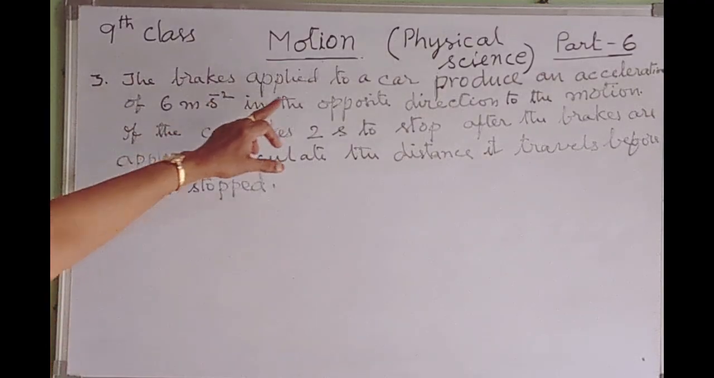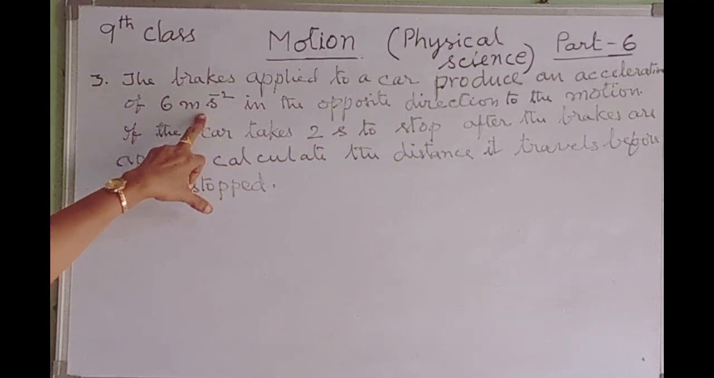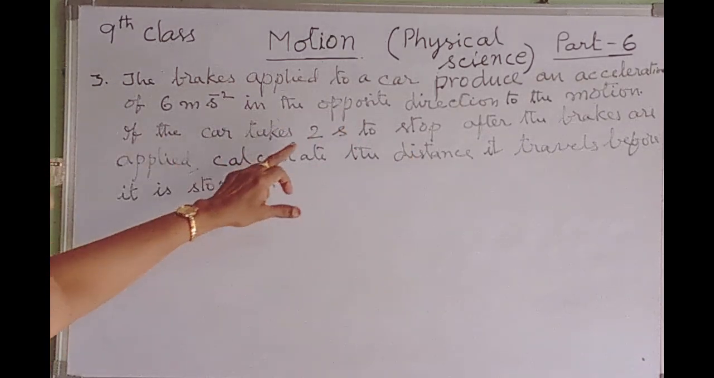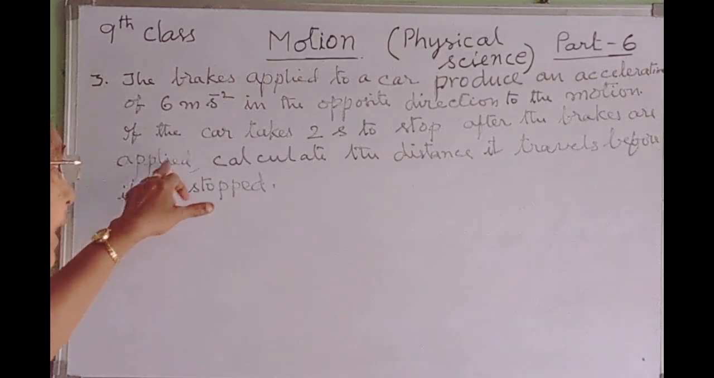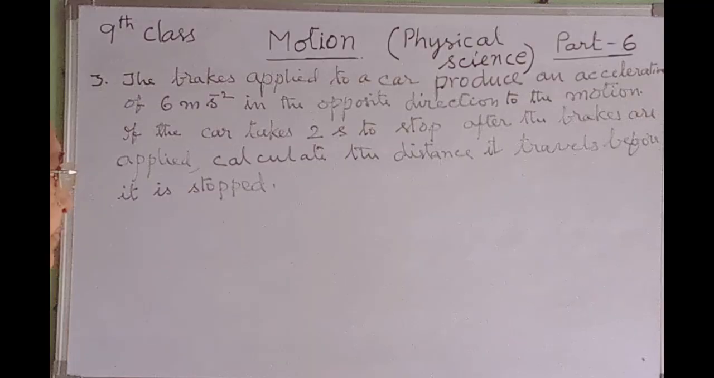Next question. The brakes applied to a car produce an acceleration of 6 meter per second square in the opposite direction to the motion. If the car takes 2 seconds to stop after the brakes are applied, calculate the distance it travels before it is stopped.